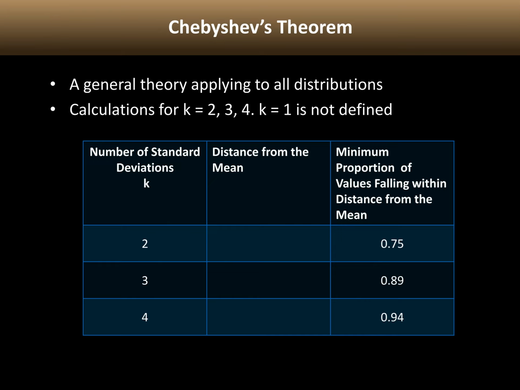So k is 2, so the distance from the mean here would be plus or minus k sigma, and then you sub in 2 for k, so k times sigma would be 2 sigma. So mu plus or minus 2 standard deviations will be 0.75 or 75% of the data about the mean, right? It's the central or middle data. Mu plus or minus 3 sigma will represent 89% of the data, the central middle data, right? And mu plus or minus 4 standard deviations is 94% from the mean.